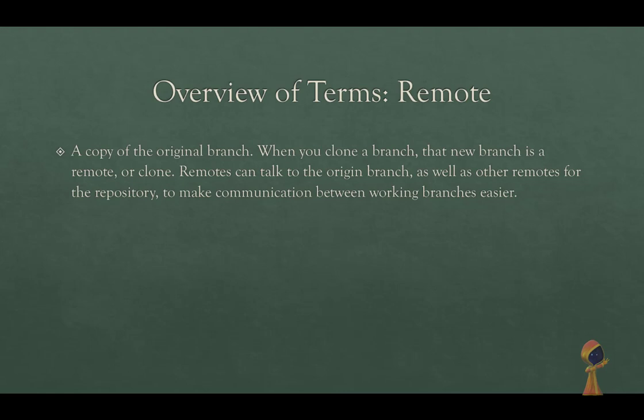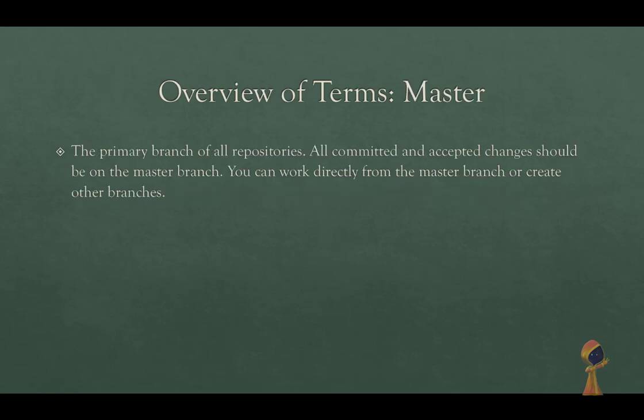Now, remote. Remote is a copy of the original branch. So when you clone a branch, that new branch is a remote or clone. Remotes can talk with the origin branch as well as other remotes for the repo. So this makes communication between these working branches easier. Master. The primary branch of all repos. All committed and accepted changes are going to be reflected on the master branch. So you can work directly on the master branch or create other branches.